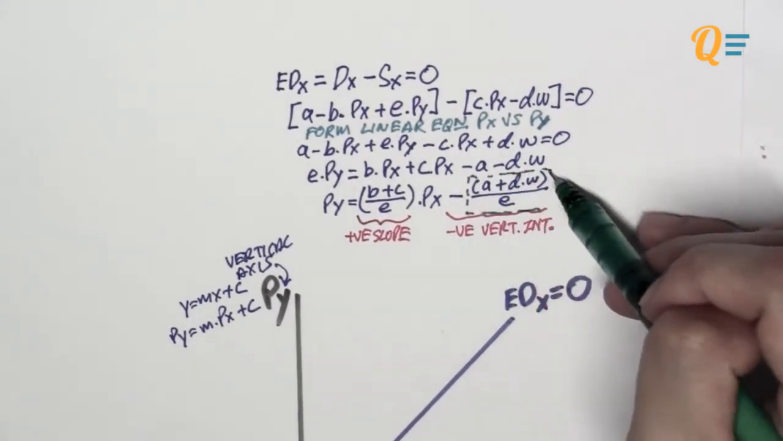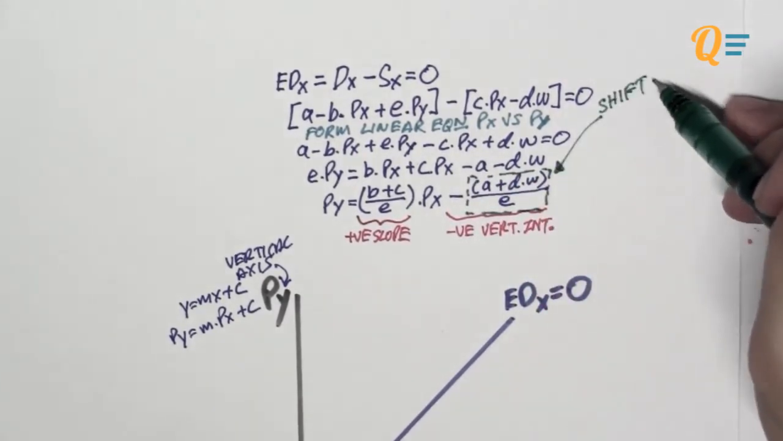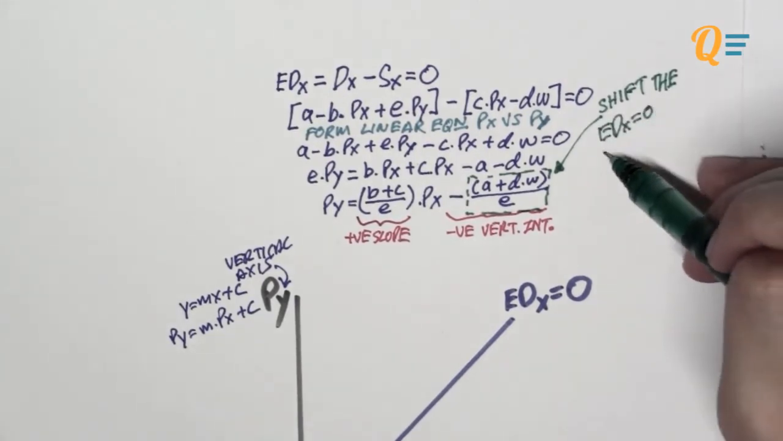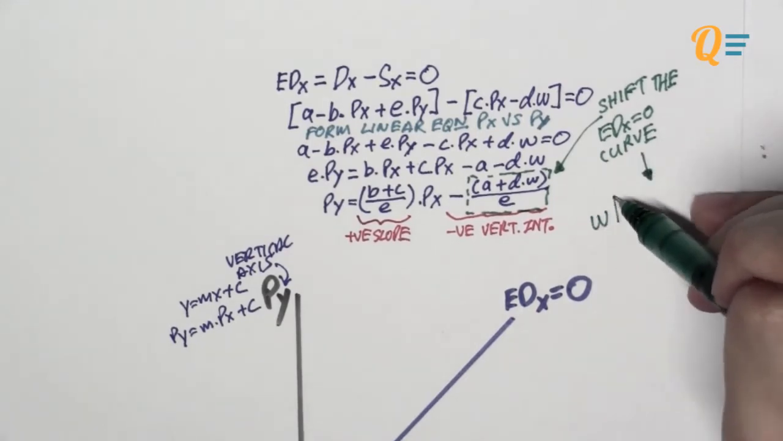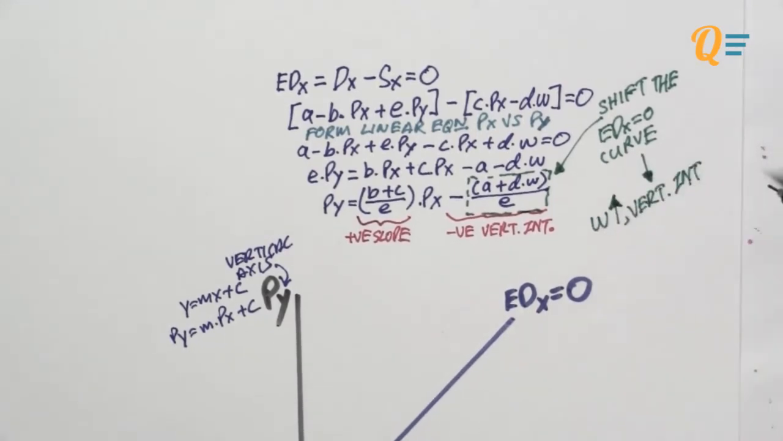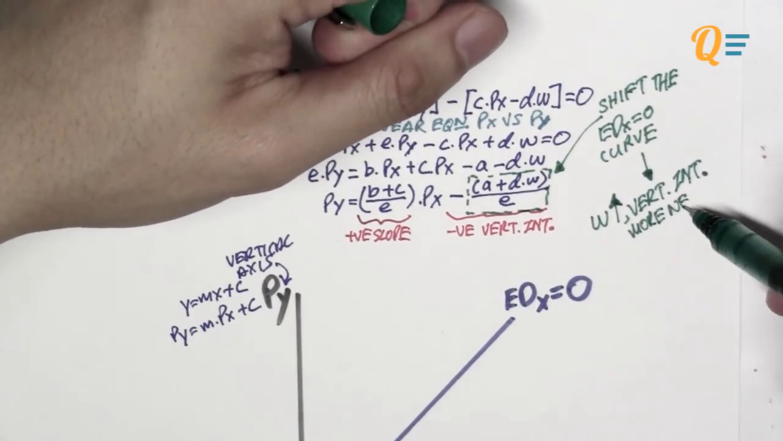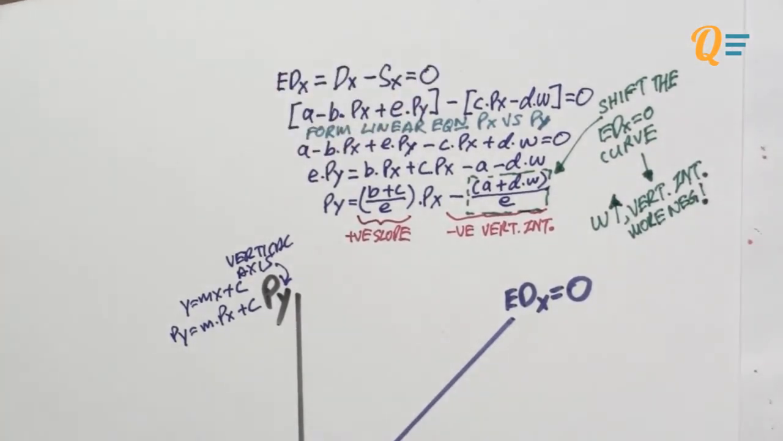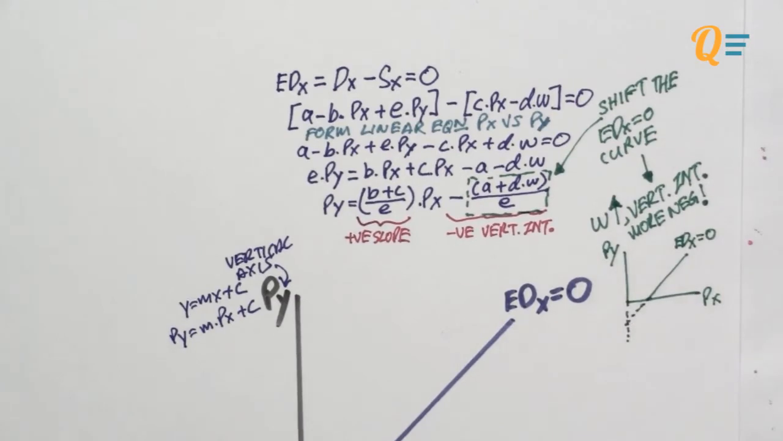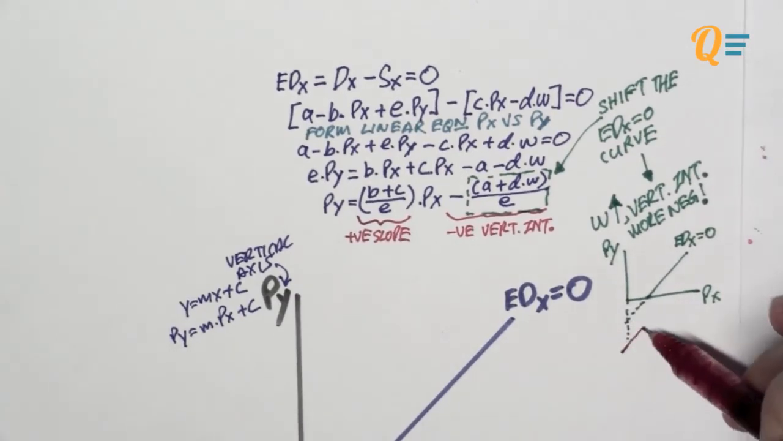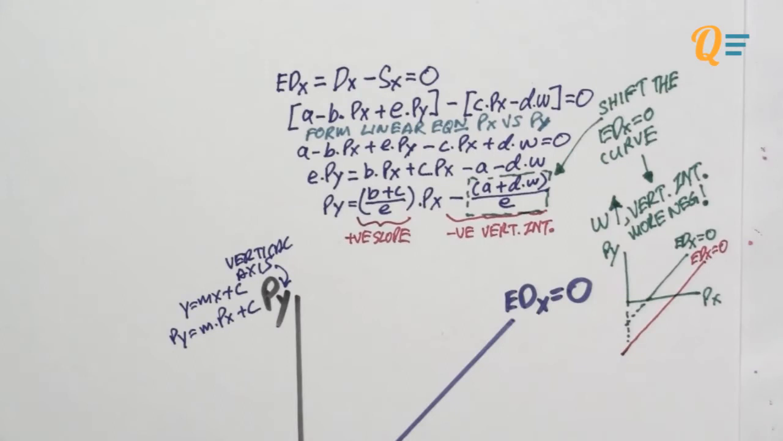What's interesting is that all these things within this green box over here are the factors that shift the EDX equals 0 curve: parameters A, D, E, as well as your wage rate. When the wage rate increases, the vertical intercept simply becomes more negative, so the entire EDX equals 0 curve is going to shift down. Let me just show you that. The red EDX equals 0 curve is the new one because it has a more negative vertical intercept.